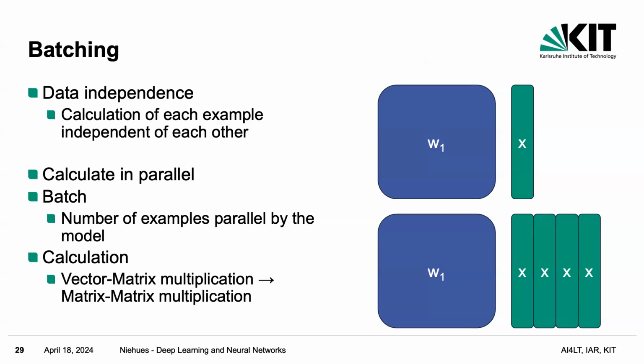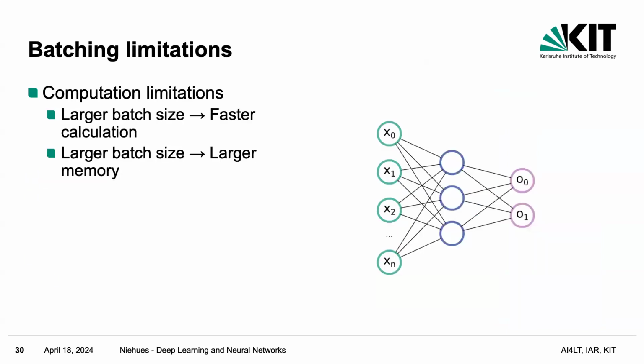Yes, exactly. So there is a limitation: the larger the batch size is, of course, the faster your calculation is, but the more memory is also needed. You have to store all your input and you have to store all your output. And with very, very large data, of course, that's no longer possible. So there you have some computation limitations in the batching, that you should not have too large batch sizes, because then they don't fit anymore in your memory. So that is the one type of limitation.